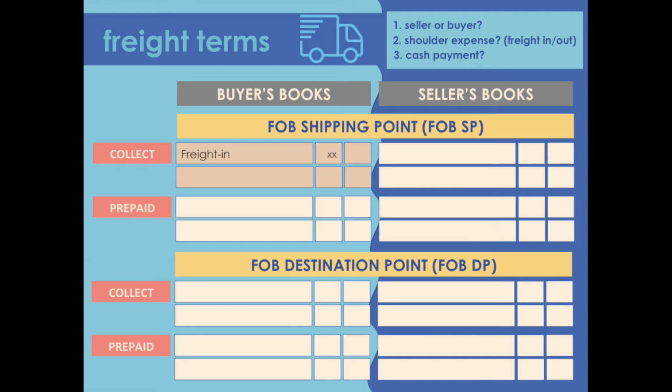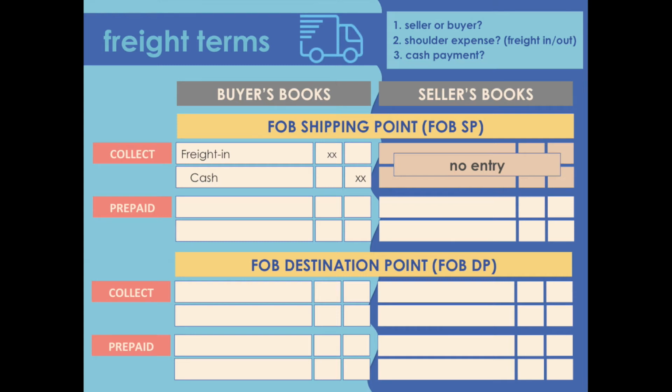Next, we check who will be making the cash payment. The term is collect, meaning the buyer will be the one paying first, so we credit cash in the buyer's books. Since there is no mismatch between the party who should be shouldering the cost and the party making the initial cash payment, no entry is necessary for the seller under FOB shipping point collect. Then just check if the company is the buyer or the seller in this transaction. If the company is the buyer, you record debit freight in and credit cash, and if the company is the seller, no entry is necessary.